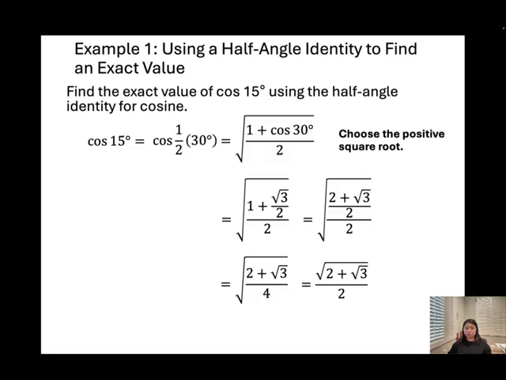You can use your calculator to double check your work. Find what cosine 15 degrees is equal to, and then calculate this expression. Is it equal to cosine 15 degrees?